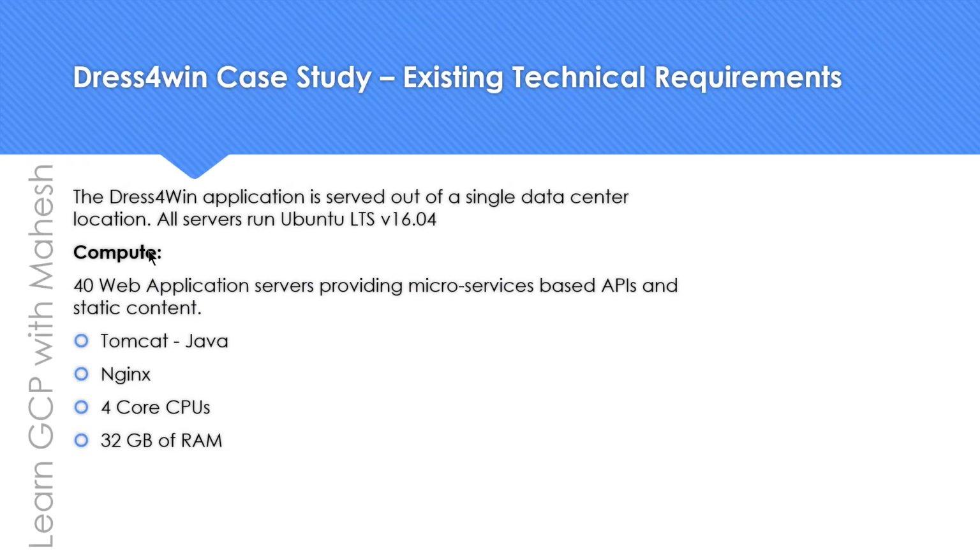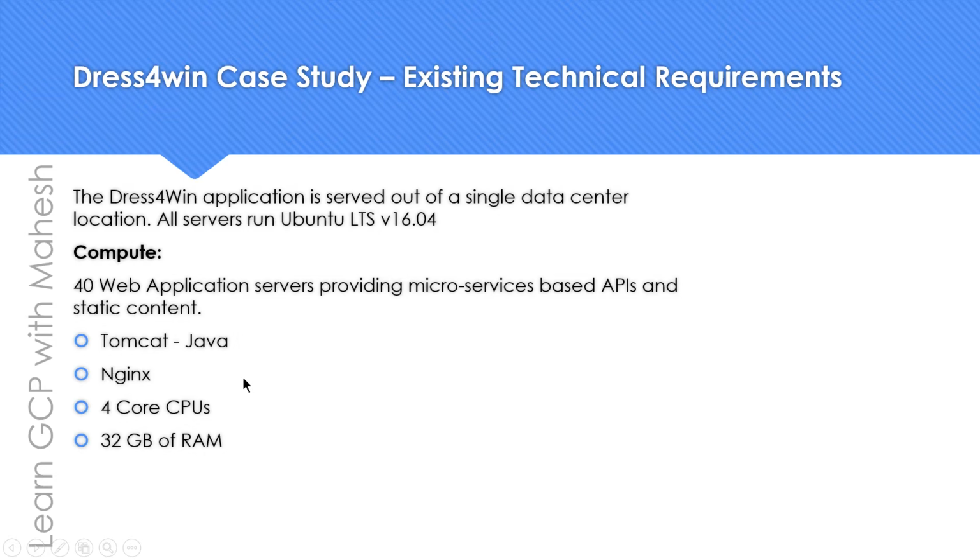The first part of the compute is that Dress4win has almost 40 web application servers, for microservices and for rendering static content. They have Apache Tomcat for rendering the microservices written in Java, and Nginx primarily for serving the static content. They have 4 cores and 32 GB of RAM.